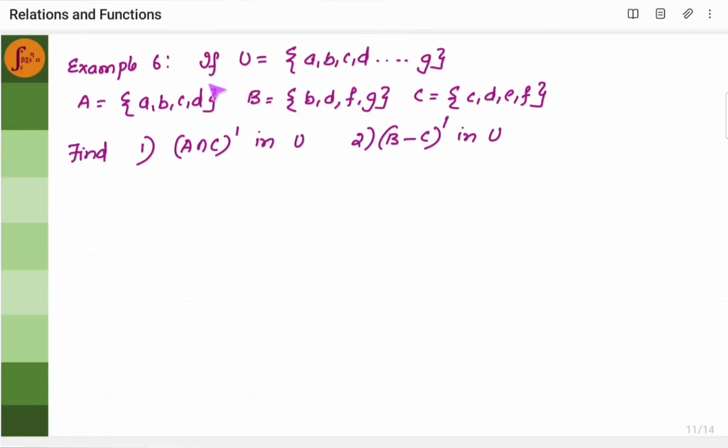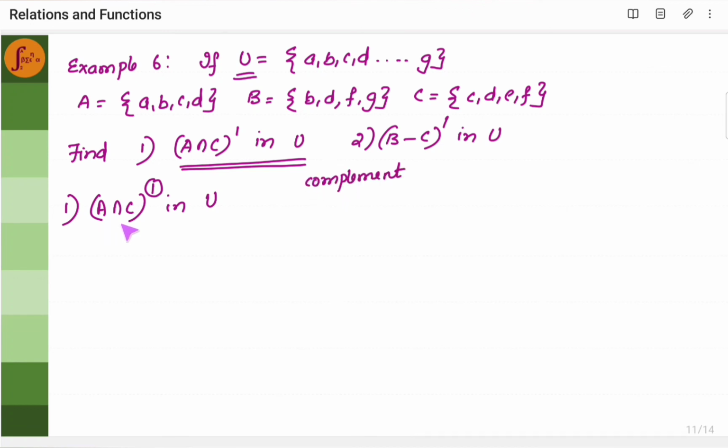Now let's take the sixth example. If U is equal to this, that is, this U is nothing but the universal set. If set U has these elements A, B, C, D, E, F, G, and set A is given, set B is given, set C is given, find this particular set. The complement of A intersection C, and the complement of B minus C in U. So let's take the first one. A intersection C, the whole complement in U. So with respect to U, you have to find the complement of A intersection C. This is called the complement.